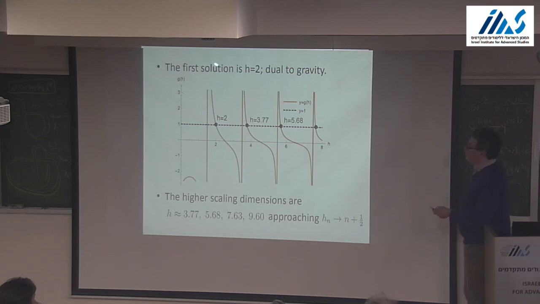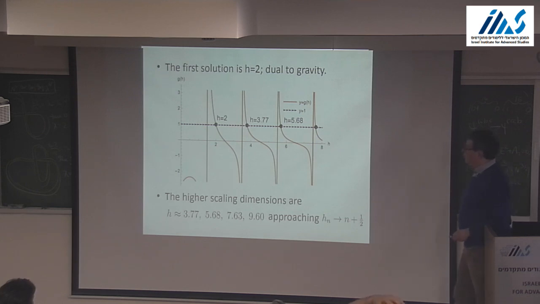This h equals 2 is the mode that's related to the Schwarzian, and it's related to Jackiw-Teitelboim dilaton gravity. It's essentially dual to the dilaton.